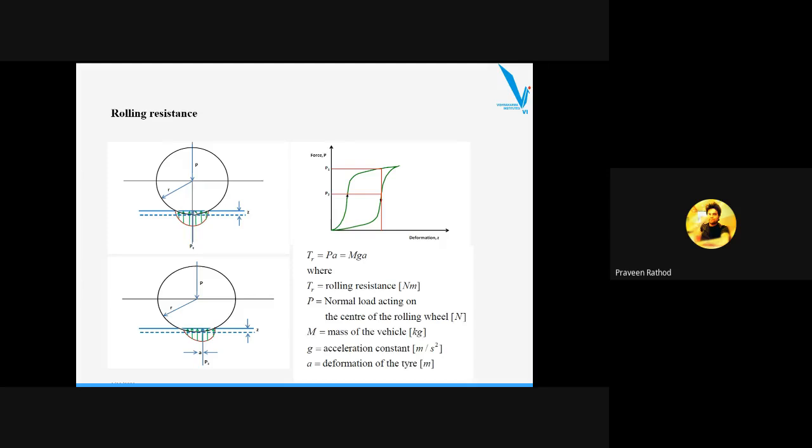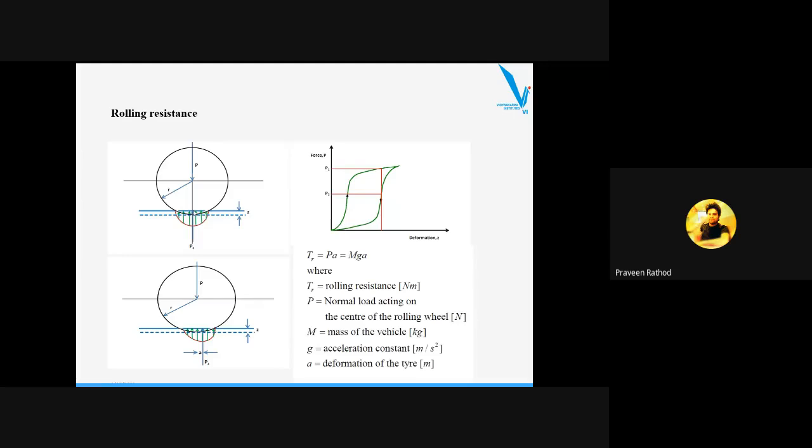So many vehicle manufacturers should try to reduce the rolling resistance, because it is very difficult to reduce the rolling resistance. It will come whenever our tire goes on the road. Rolling resistance opposes the motion of the vehicle. That means the tractive force acts from behind, and the rolling resistance will act from the front.